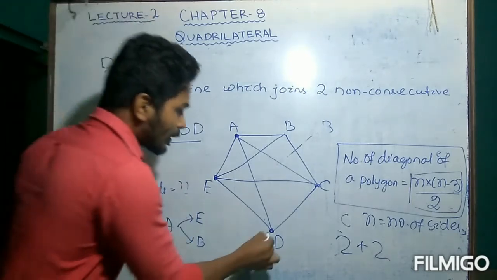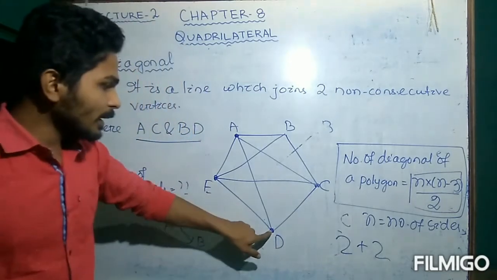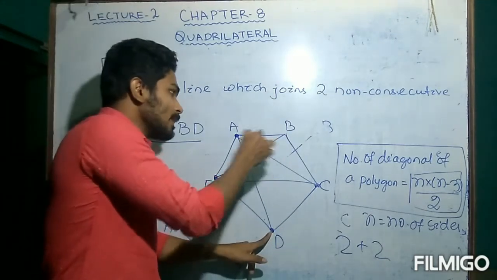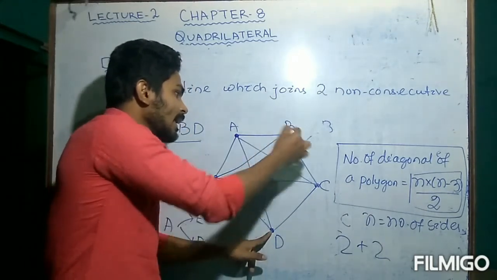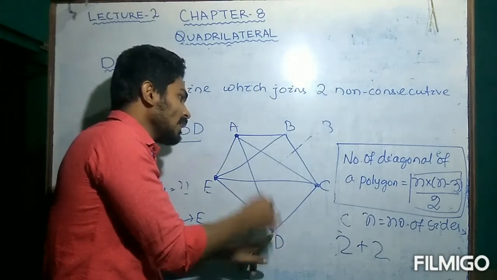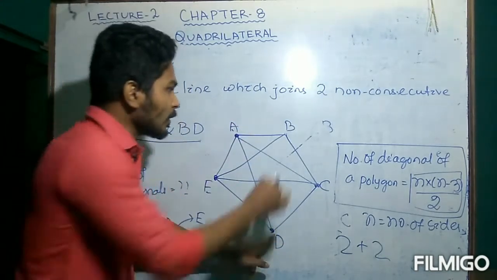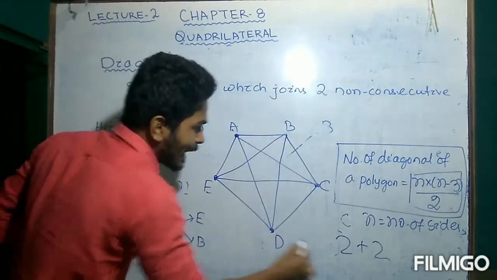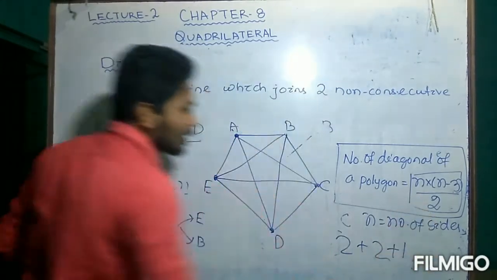Next, let us consider the vertex D. What are the consecutive vertices of D? C and E, and non-consecutives are B and A. Already we have joined A with D. Now let us join the remaining one, D with B. So here we get another one diagonal.